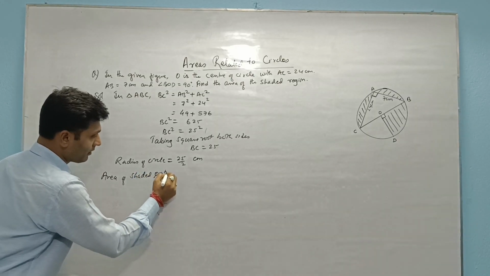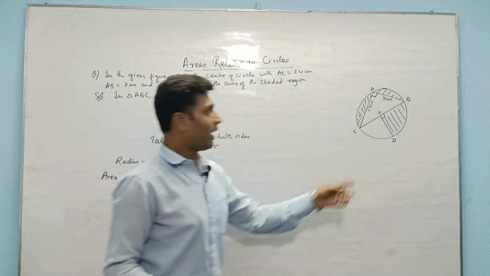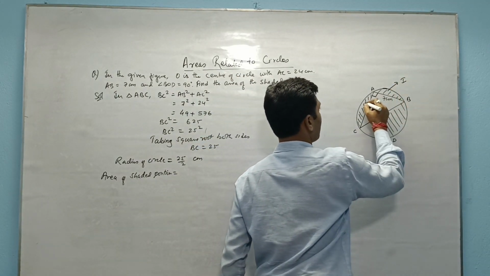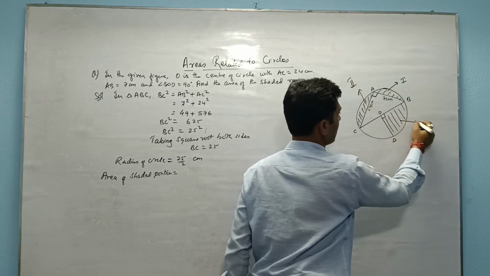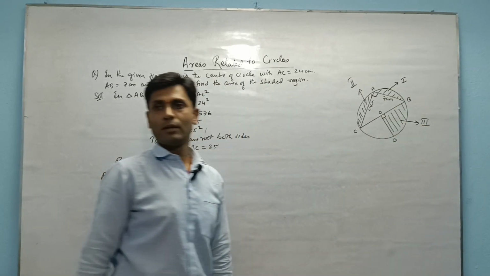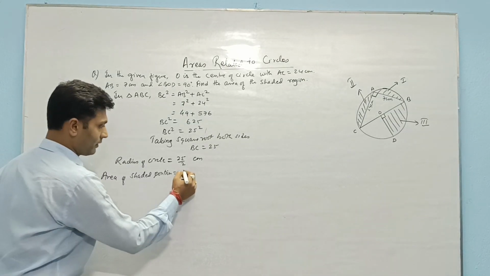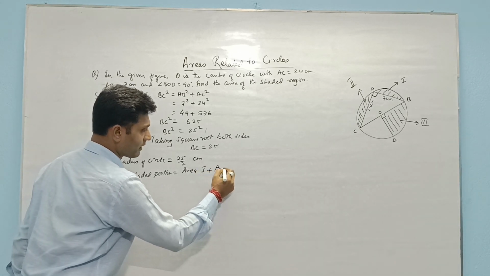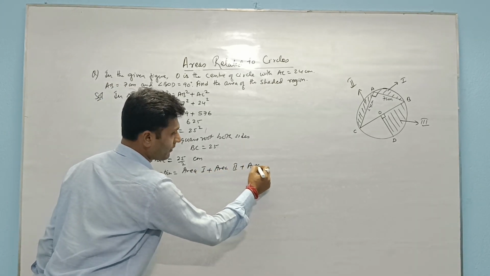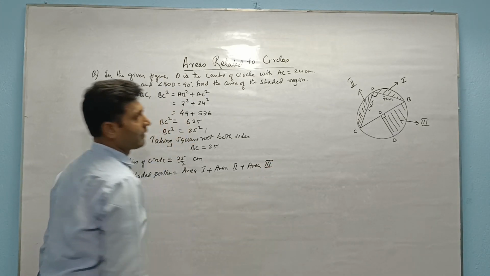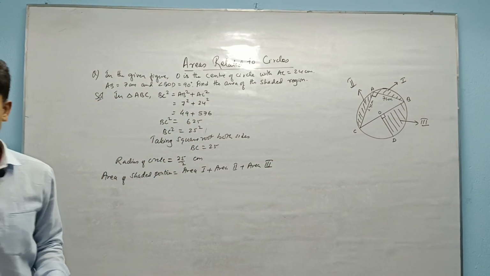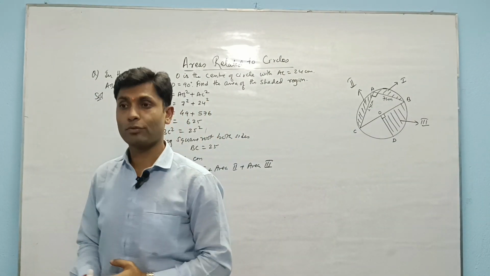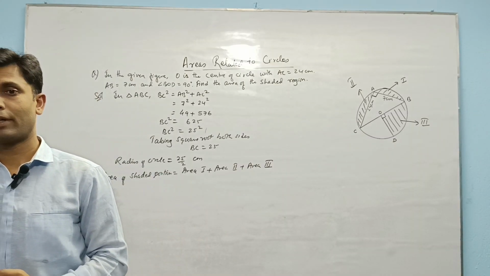Now area of shaded portion. How will you find the area of this shaded portion? I'll mark this as 1 and this as 2 and this as 3. So area of shaded portion is equal to area 1 plus area 2 plus area 3. Now area 3 is quadrant, that's fine, understood. But how will you find the area of 1 and 2? Any idea?